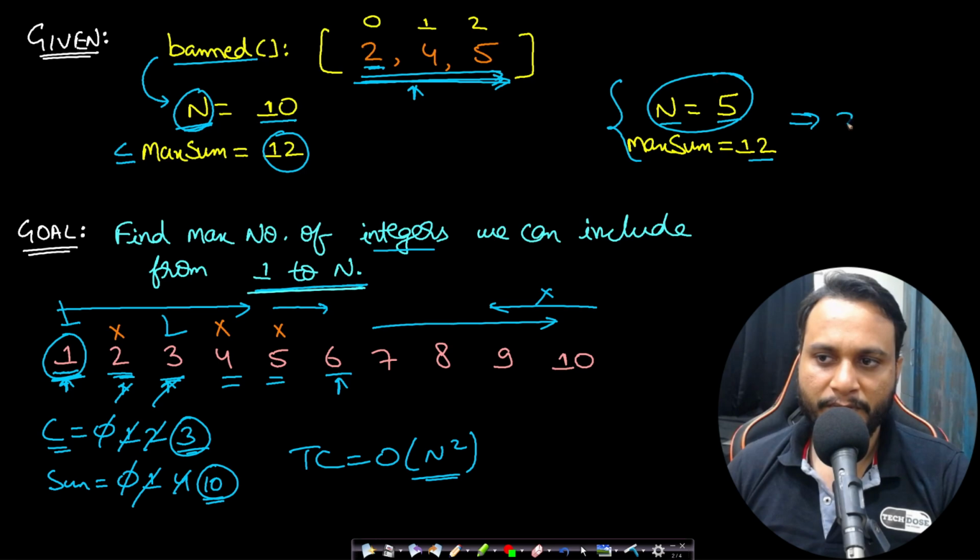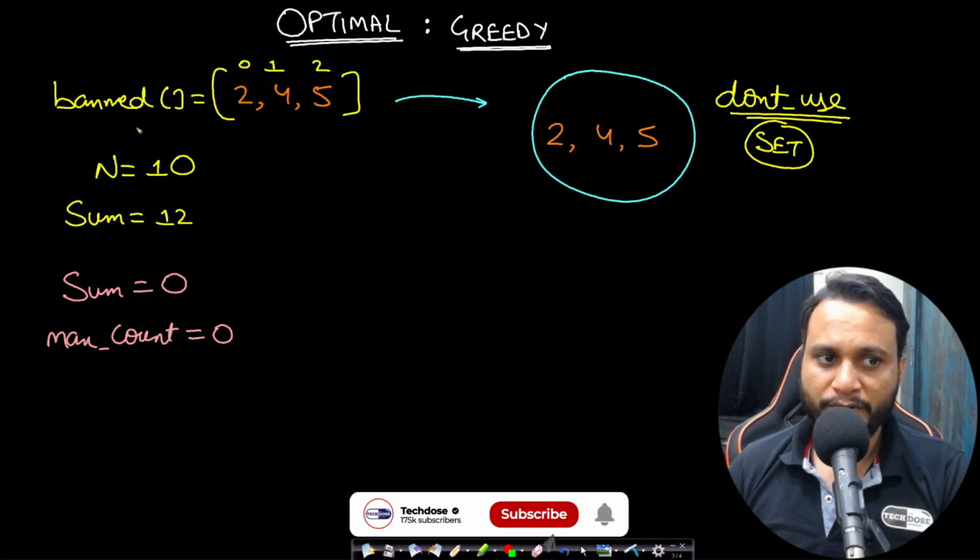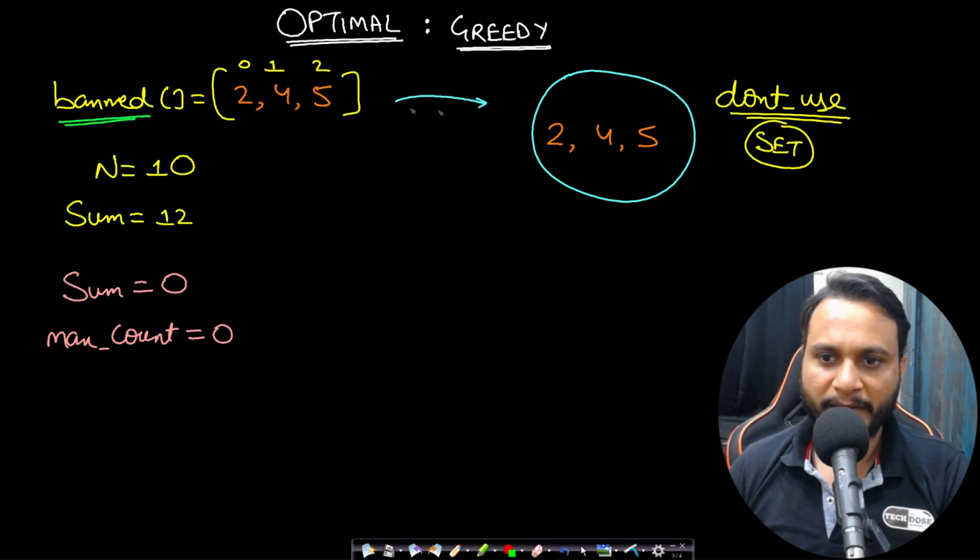So in this case, the answer will be only 2. I can only include 1 and 3, right? So I hope the problem statement is clear. For the optimal approach, we will follow the same technique, but the only thing is we will be storing all the banned items in a set so that our lookup time is constant.